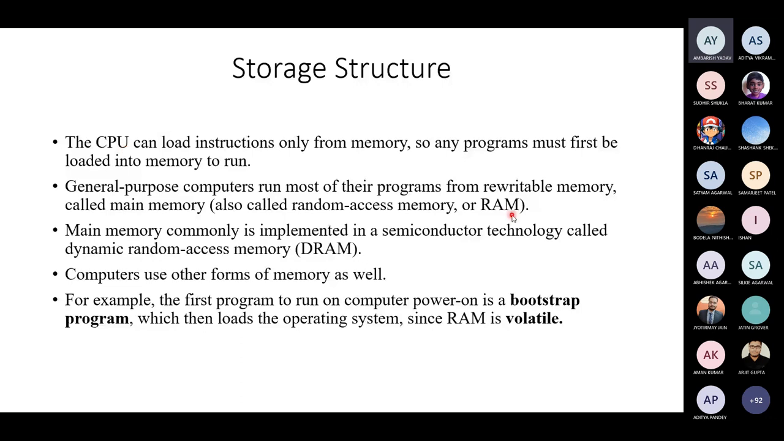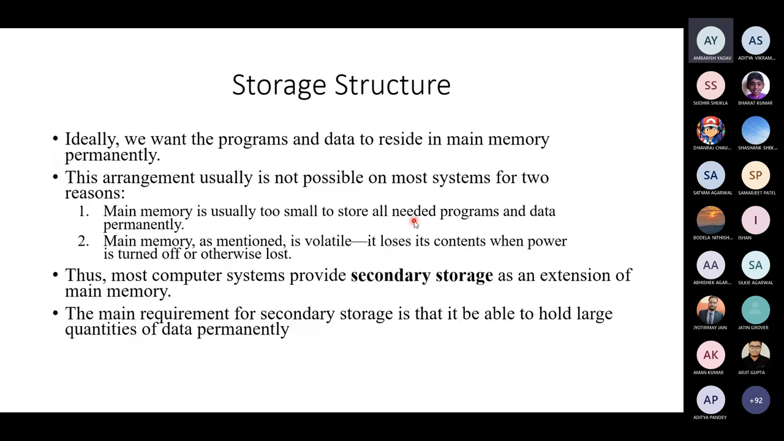So ideally, what we want is for the programs and data to reside in the main memory permanently. But this arrangement is not possible because main memory is too small to store all the needed programs and data permanently, and main memory is volatile, meaning it loses its contents when the power is turned off. That's why all the computer systems we are using provide secondary storage, which is an extension of main memory. The main requirement for secondary storage is to be able to hold large quantities of data permanently. So your hard disk stores the data permanently.